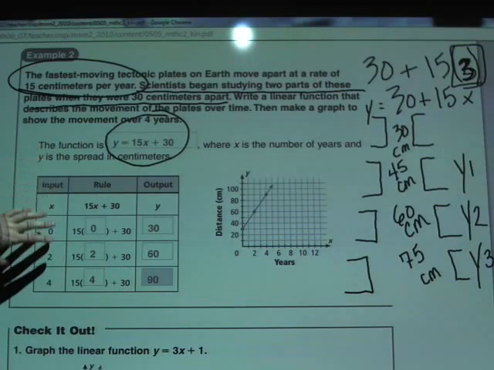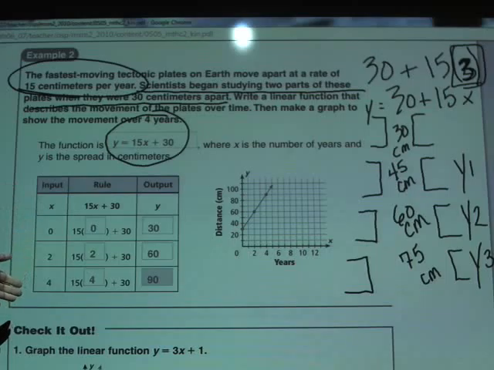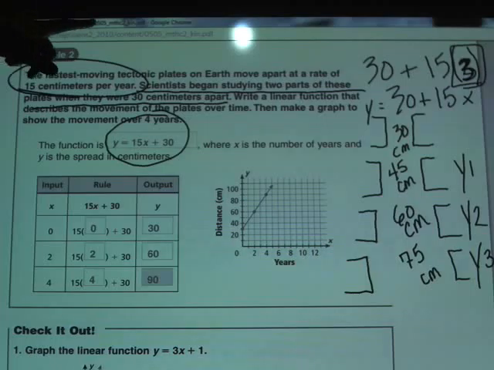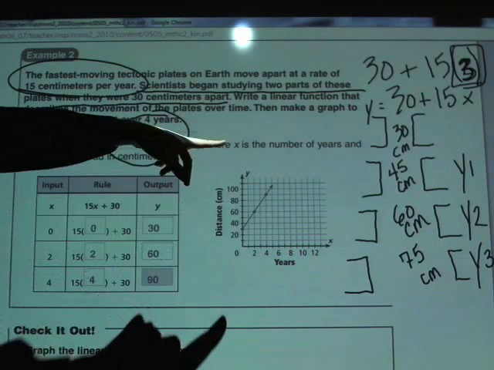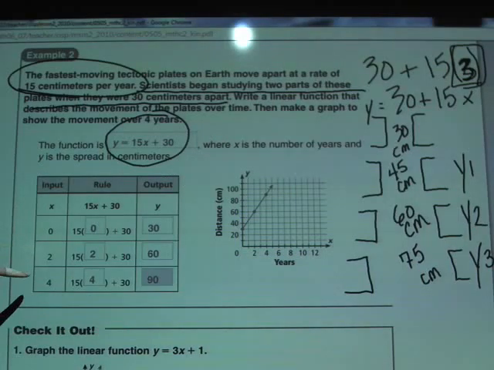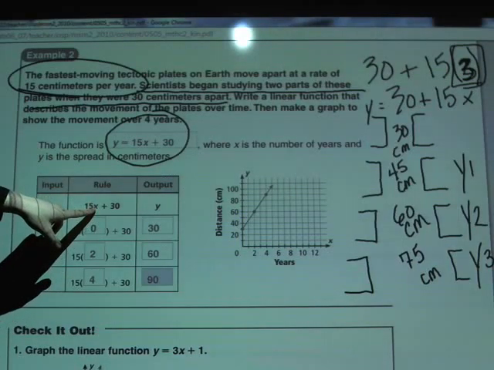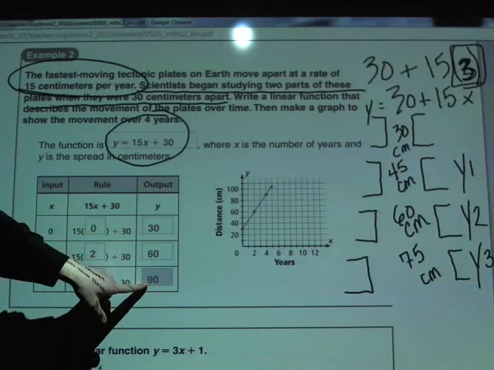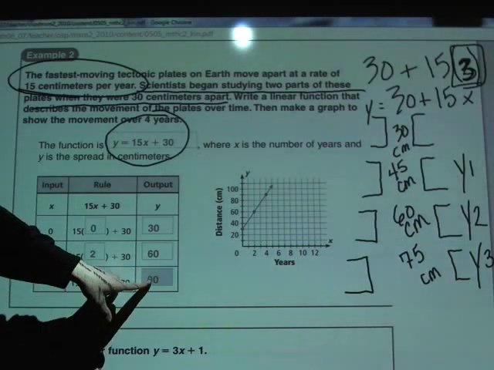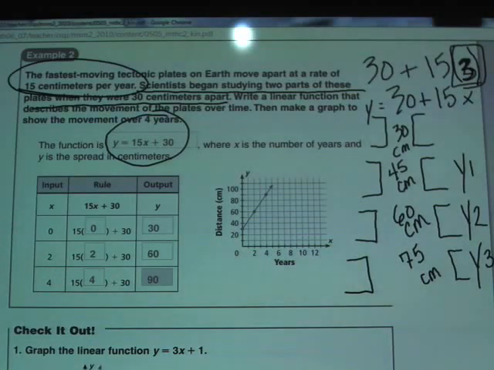So let's go ahead and make our table here. You're going to pick some inputs. They picked 0, 2, and 4. Luckily for us, we've already done the work here. At year 0, they were 30 centimeters apart. At year 2, they were 60 centimeters apart. The only one we haven't figured out is year 4. If I change x into 4, that's 15 times 4, which is 60, plus 30, which is 90. So at year 4, the plates are now 90 centimeters apart.